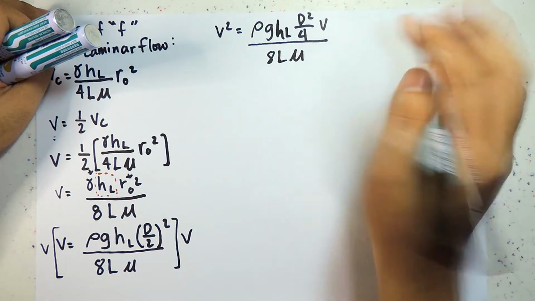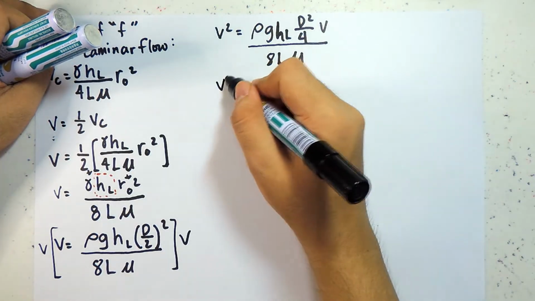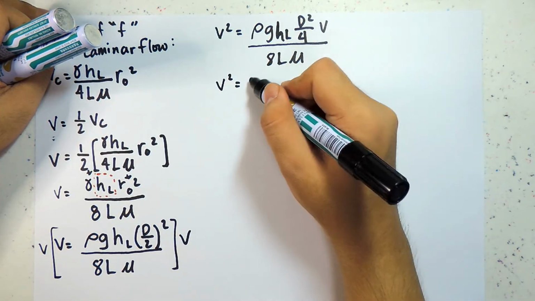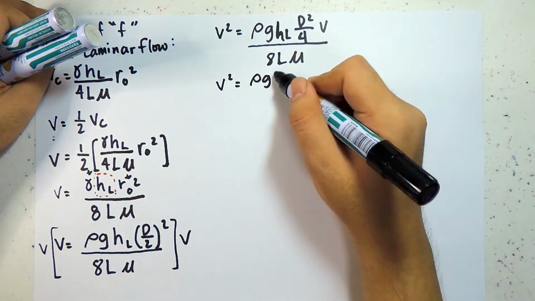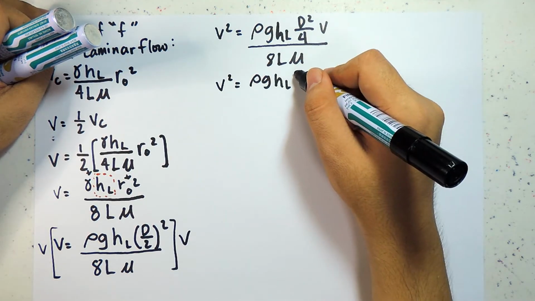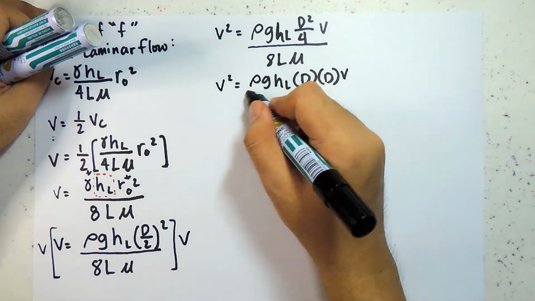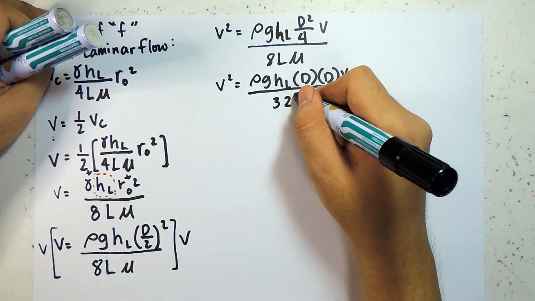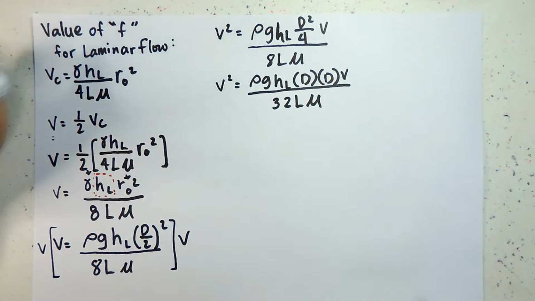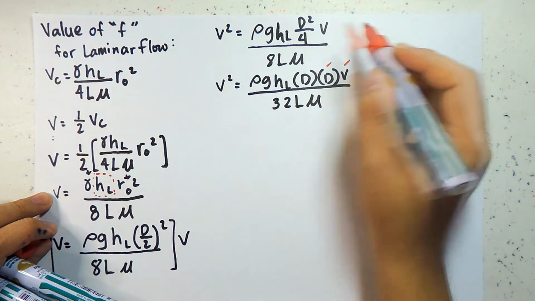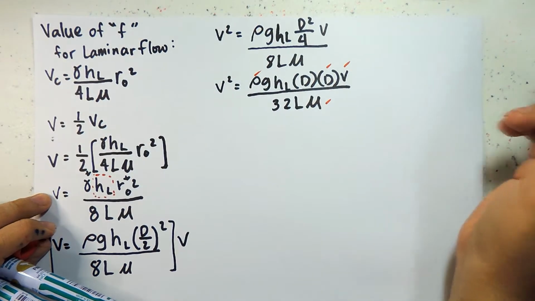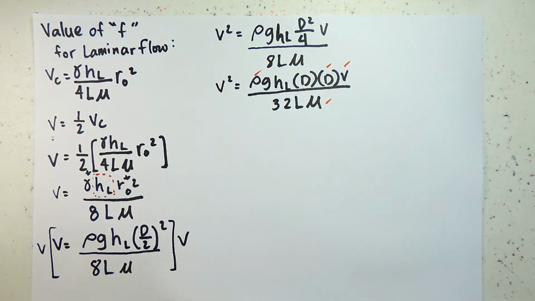So, ngayon, ang gagawin ko pa dito ay paghiwalayin pa natin yung D. Kasi dun sa ating Darcy Weisbach equation, hindi naman yun D square, kundi D lang, no? So, kasi nga yun ay H sub F is equal to FL over D. So, paghiwalayin natin dito sa ating working equation, yung D. So, magiging resulting equation na would be V square is equal to rho G H sub L times D times V all over 32L times mu.